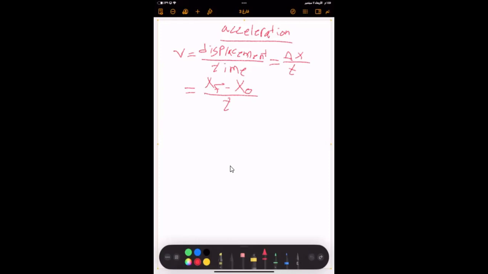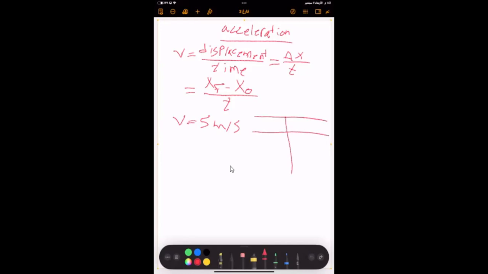Let us take an example. Say v equals 5 meters per second. What does it mean? It means that the object's distance increases 5 meters each second. The distance increases 5 meters each second.